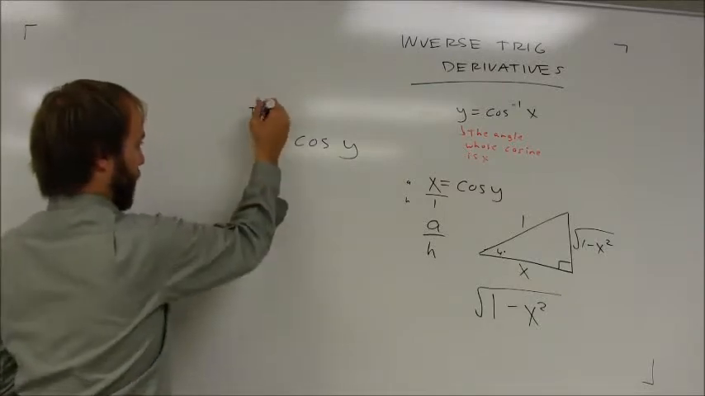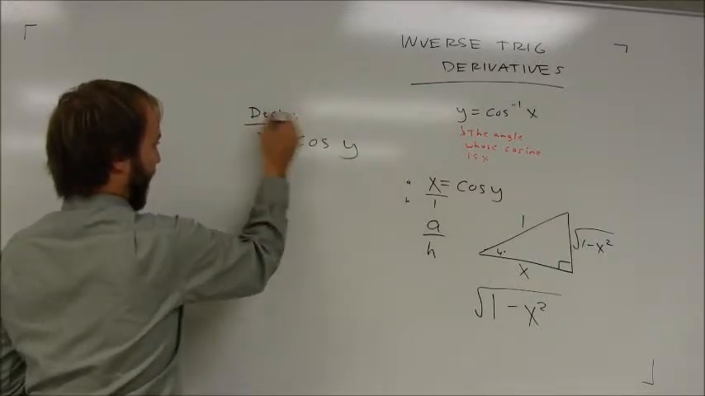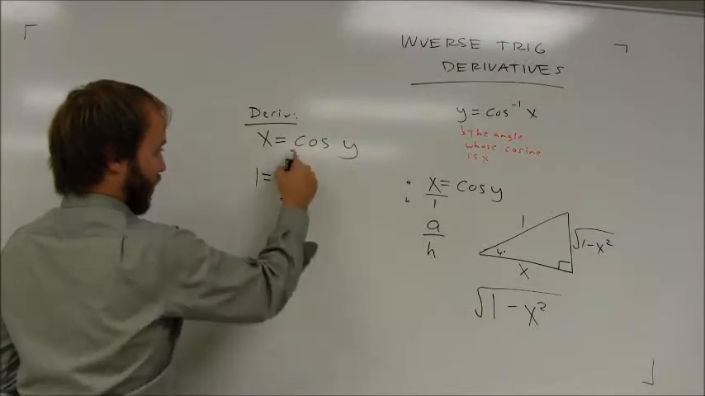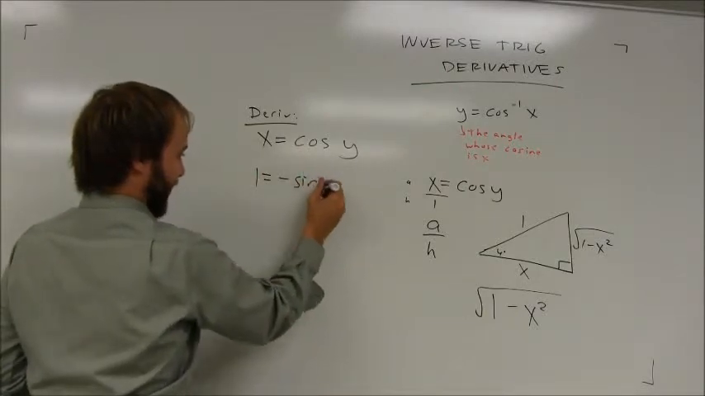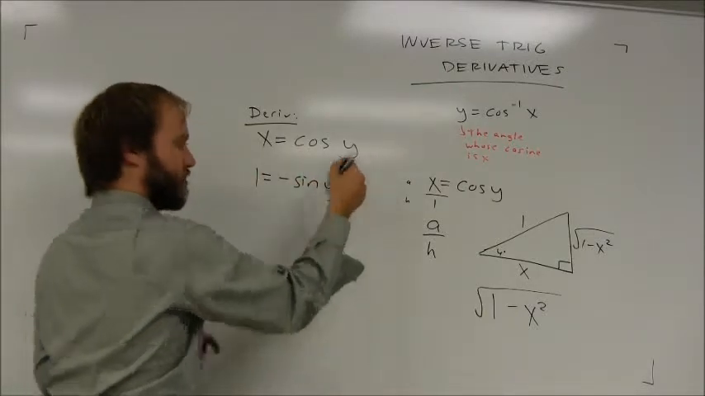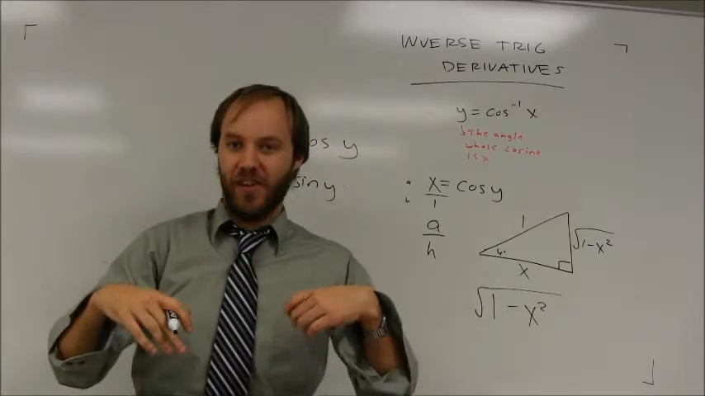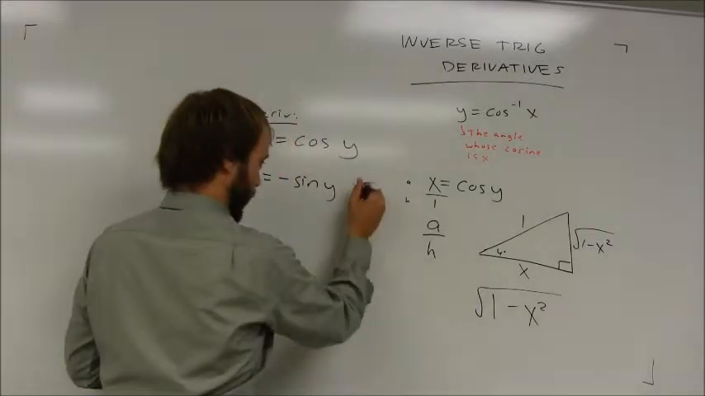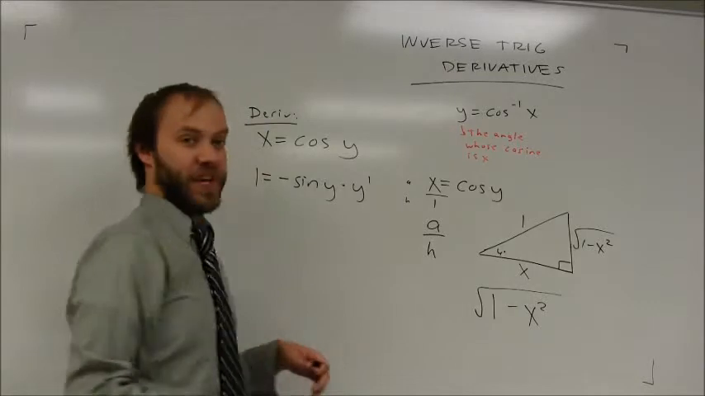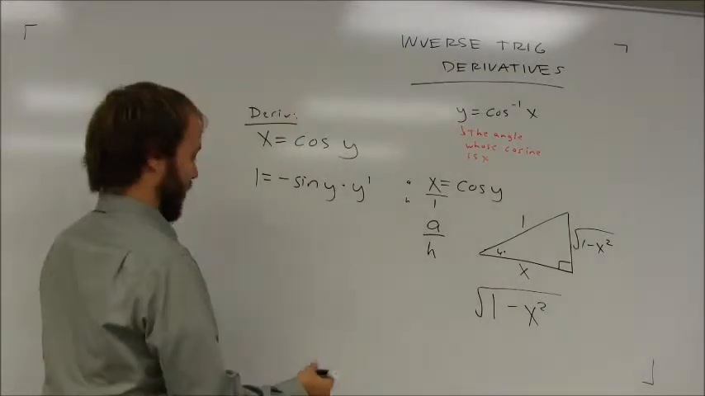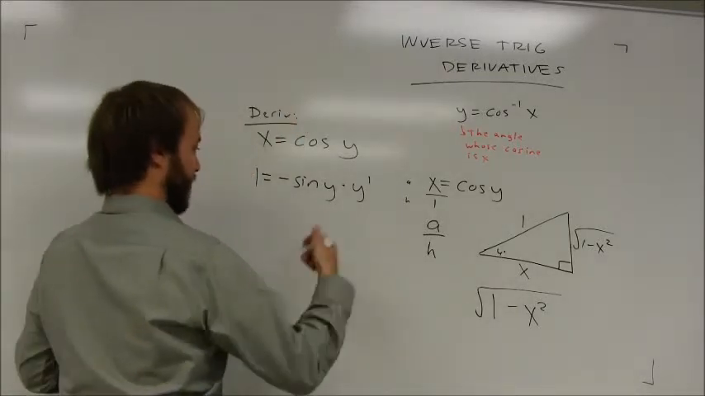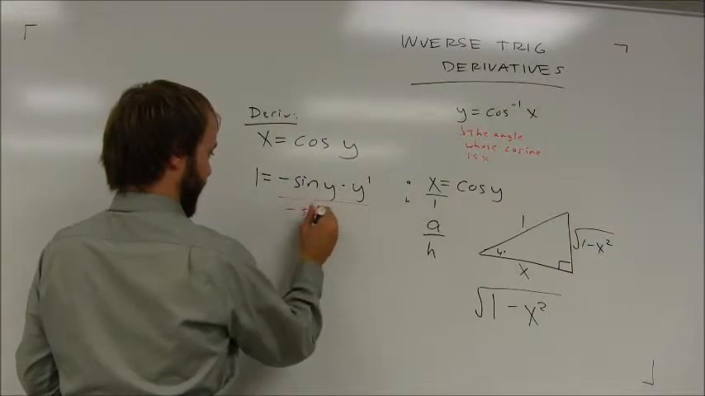The derivative of x is 1. Derivative of cosine is negative sine of the same thing times the derivative of the inside function. Again, we don't really know a lot about this, but we're going to call that y prime. Just like before, I want to solve for y prime. So what am I going to do here? I'm going to divide both sides by the negative sine of y.